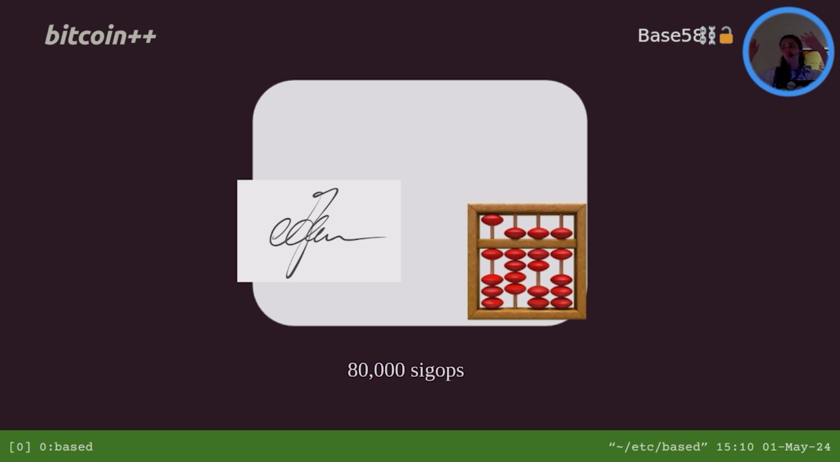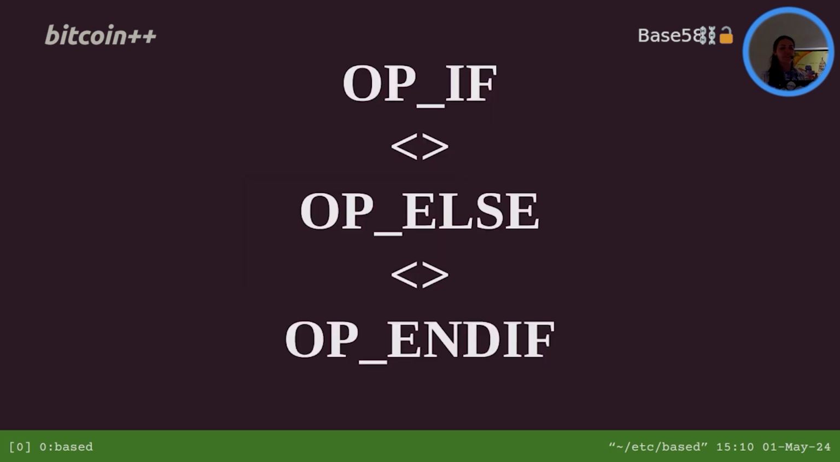But the consensus level rule is that if you have a block, all the signature operations inside the transactions inside of it, you count them all up using the accounting method that we just went through. You can't go over 80,000. Is everyone following along? Makes sense. Okay, we got a sigops limit.